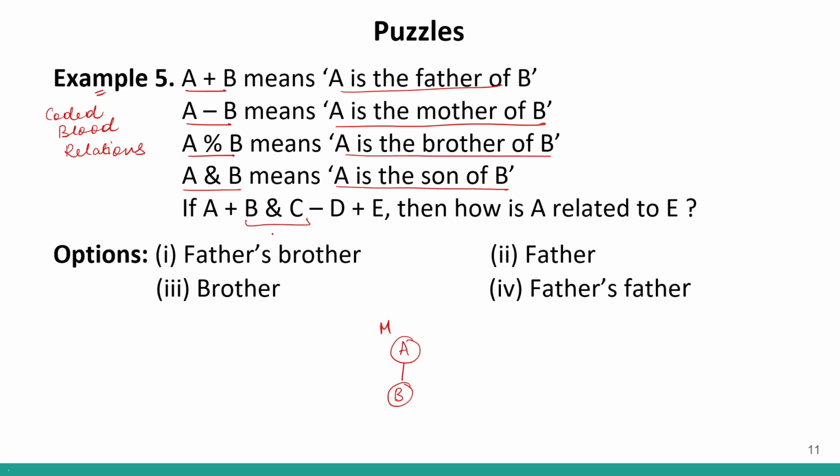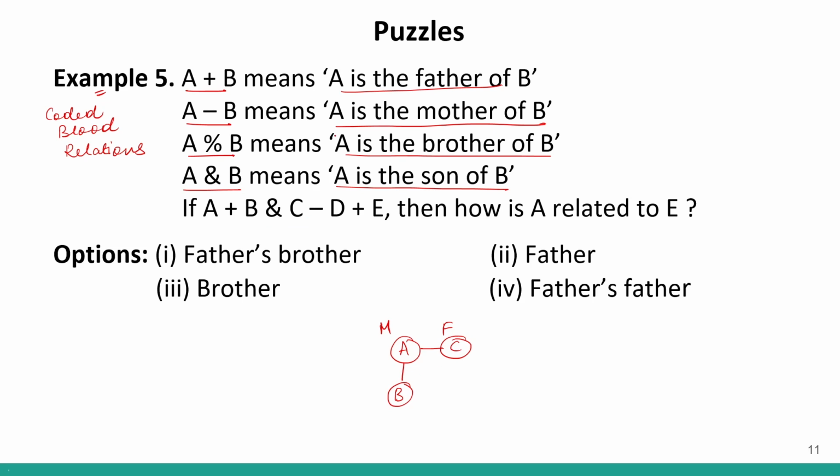B and C means B is the son of C, correct? B and C means B is the son of C. So if B is the son of A, then C will be the spouse of A. And if A is male, C will be female. So C will basically be the mother of B, because B is the son of C.